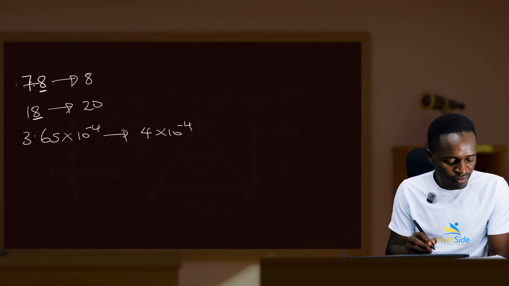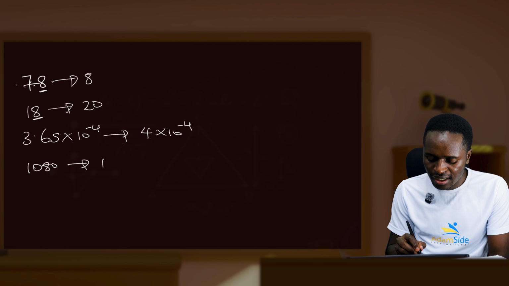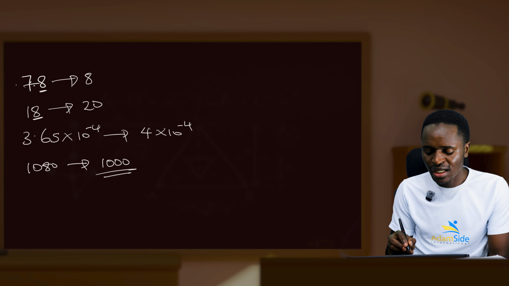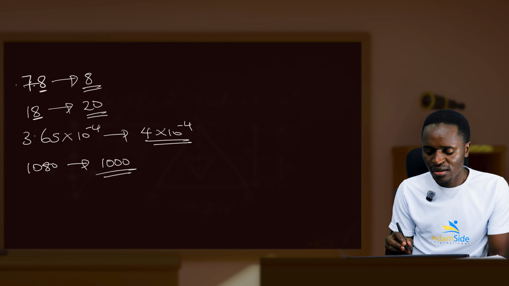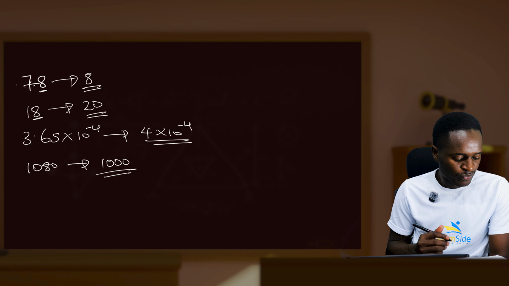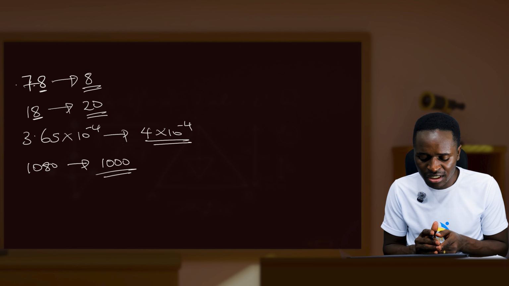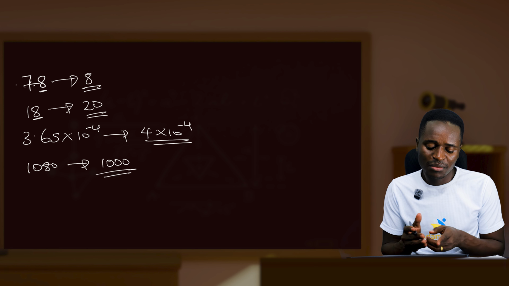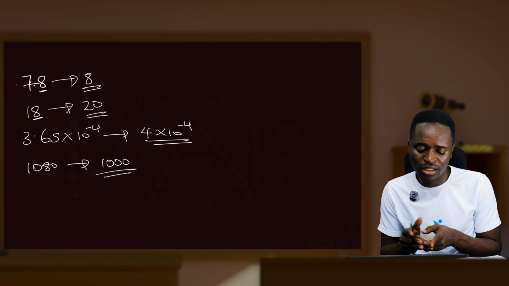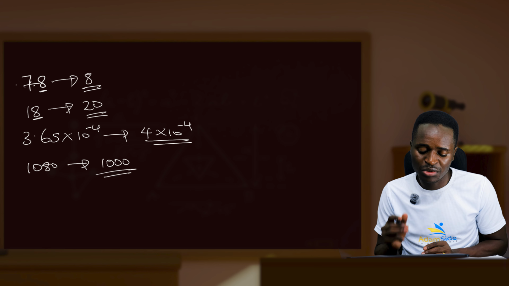And then maybe we have 1080, and you're told to round off to one significant figure. Obviously, our answer will be 1000. So we have these cases: 8, 20, 4 times 10 power negative 4, and 1000. You can see some numbers were bigger, and when rounding to one significant figure, you got a smaller number.